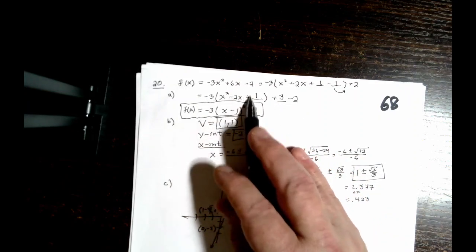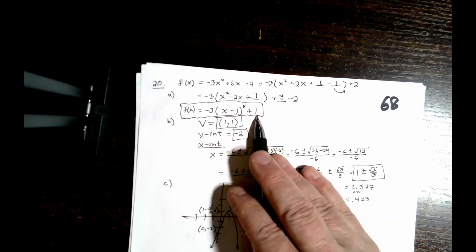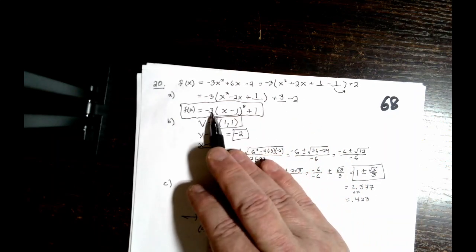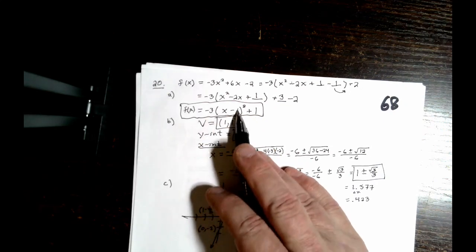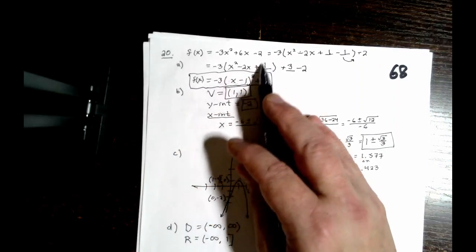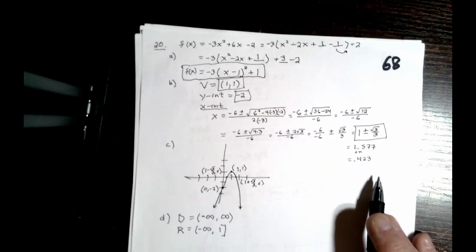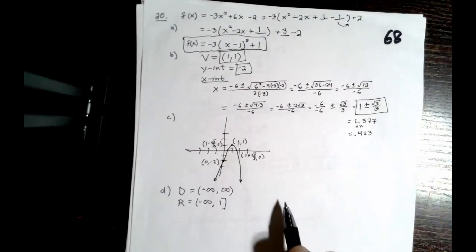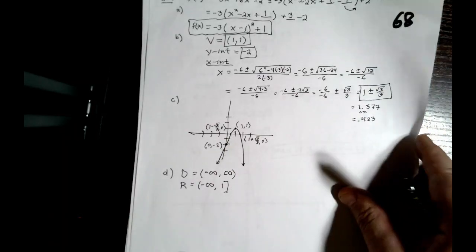This inside part gives you a perfect square. This last part gives you your k. And you still have your a out front. So you have your a, your h, and your k. HK is 1, 1 in this case. Y-intercept is where x equals 0, so it's minus 2. For the x-intercept, you have to do the quadratic formula, and you get this nasty guy here. So this is what this guy looks like. And there's the domain.